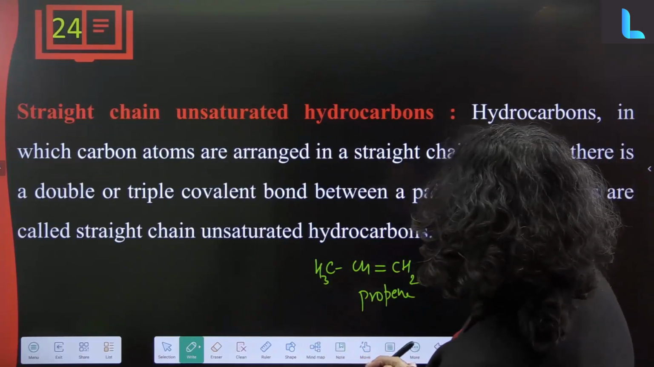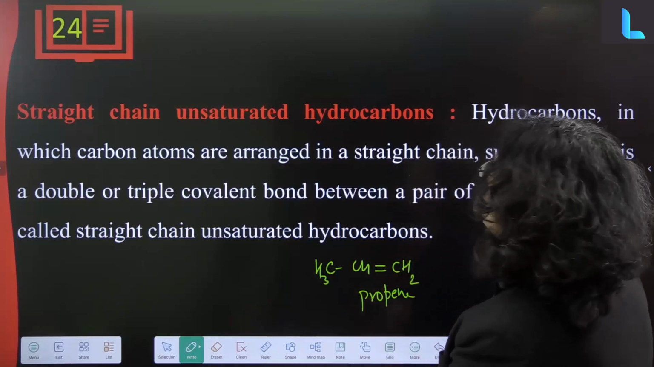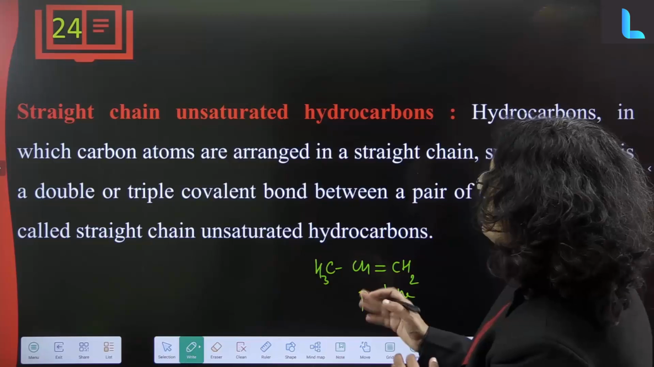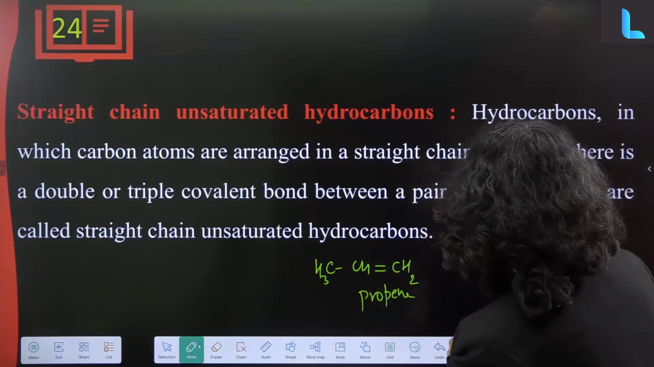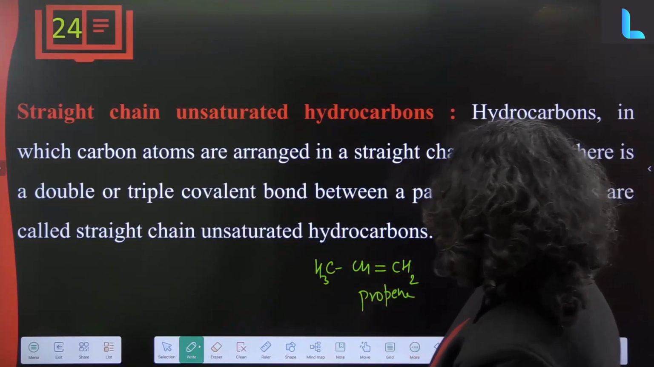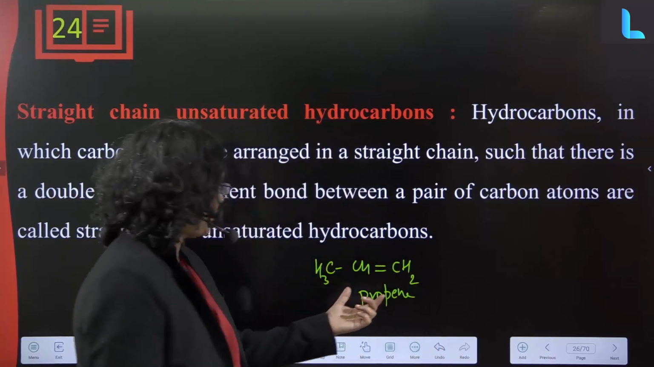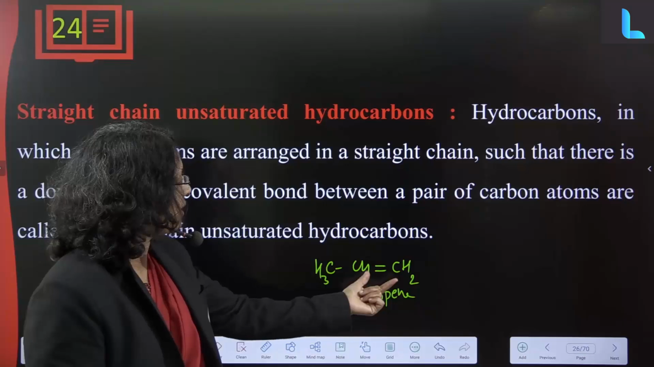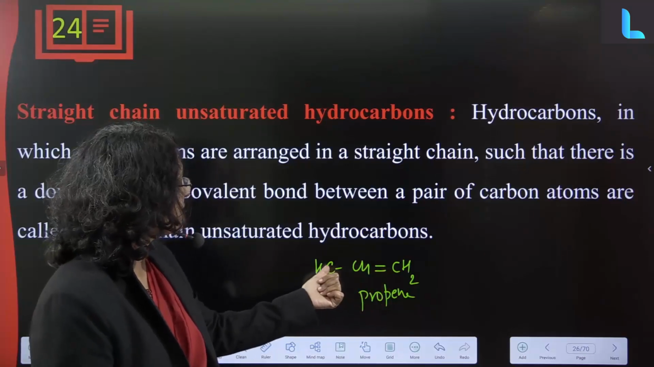Like straight chain unsaturated hydrocarbons, if we talk, hydrocarbons in which carbon atoms are arranged in a straight chain such that there is a double or triple covalent bond between a pair of carbon atoms are called straight chain unsaturated hydrocarbons. We can see here this is a straight chain. They are arranged in a straight chain only, but there is a double bond present here. Here there is a single bond.